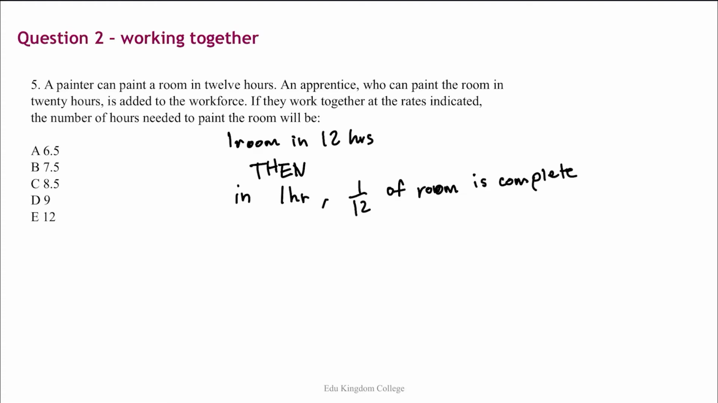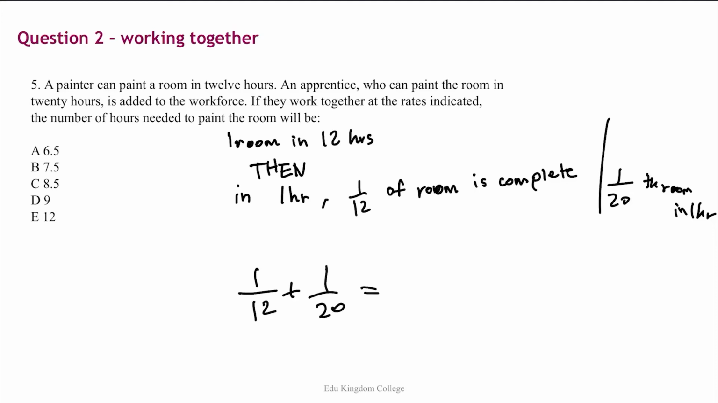So let's do the same to the apprentice who takes 20 hours. If one room takes 20 hours, now I'm doing the same thing, then 1/20 of the room per hour is done. Okay? The work is done, 1/20th of the room is done in 1 hour. Now, because that's the case, how much can both these people do in 1 hour? Okay, so we add these two to find a value.